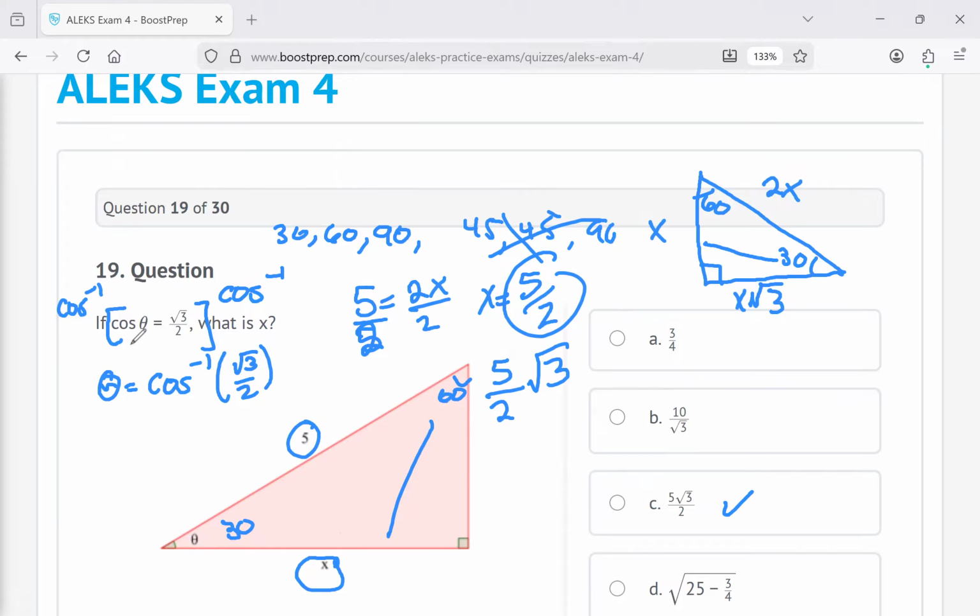I know that was a lot of work, so let me review what I did. I first figured out this unknown angle: if I take the cosine inverse, I get 30. And then I knew it was a 30, 60, 90, and I needed to know the rule of 30, 60, 90. So here's the rule: 30 has a side length of x, the angle 60 has a side length of x radical 3, and the hypotenuse is 2x. Then I figured out that we had a hypotenuse of 5, so 5 equals 2x, divide by 2, so x equals 5 halves. And then the angle 60 has a side length of x radical 3, so my answer is 5 halves times radical 3. There you go.